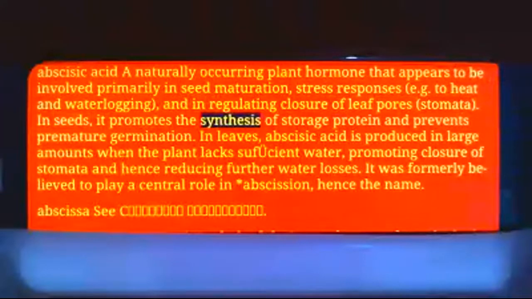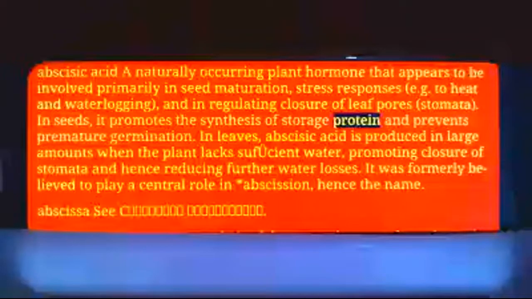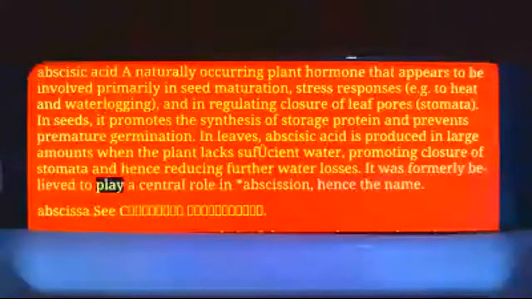In seeds, it promotes the synthesis of storage protein and prevents premature germination. In leaves, abscisic acid is produced in large amounts when the plant lacks sufficient water, promoting closure of stomata and hence reducing further water losses. It was formerly believed to play a central role in asterisk abscission, hence the name.